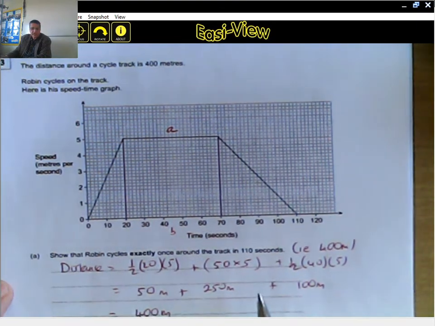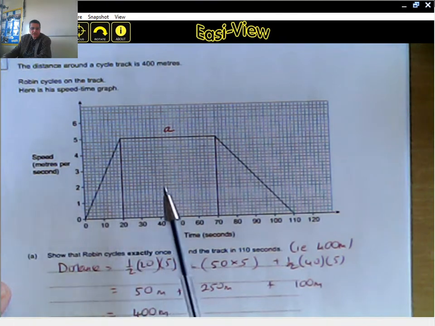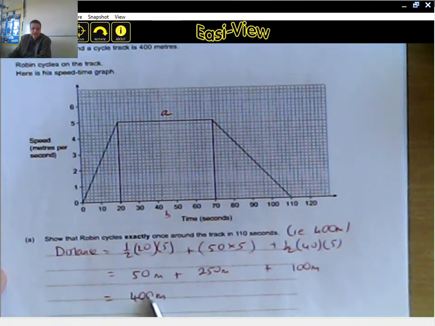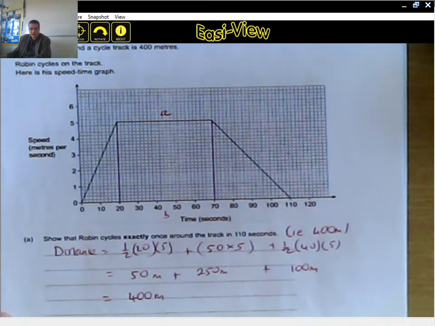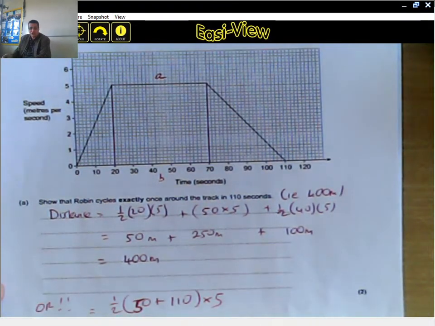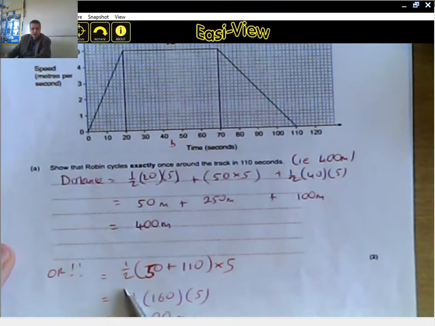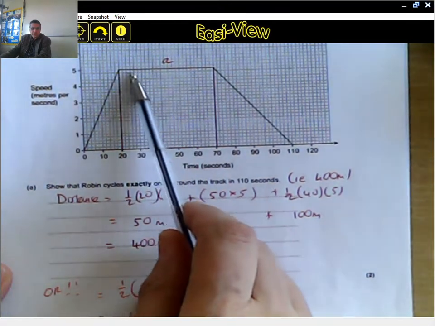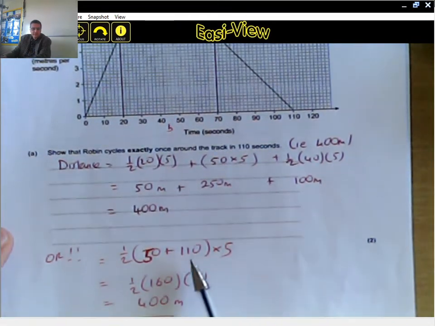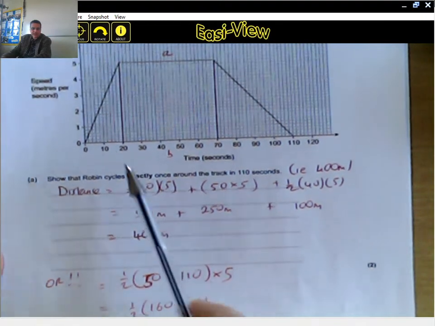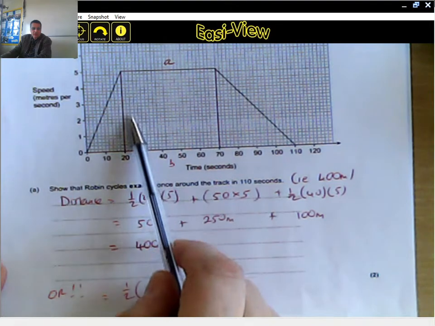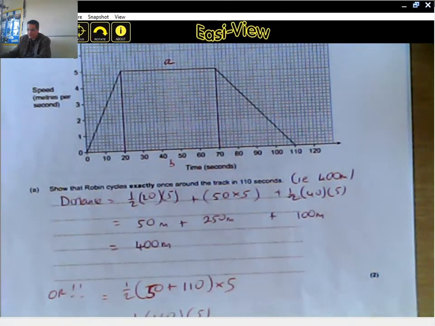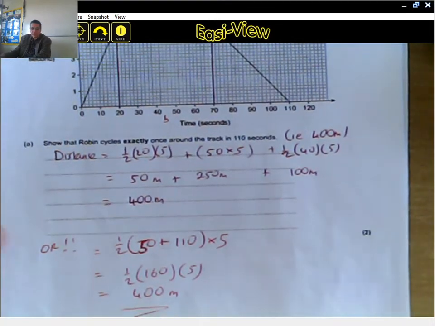So originally when I did this sheet, I did that triangle, that rectangle, that triangle. It came to 400 meters. Well, if I want to use a trapezium, it's only 2 marks. So I'm guessing they want you to use a trapezium. Half A, well that's 50 from 20 to 70, plus 110, which is like the B, and you multiply it by the height of 5 meters per second. Is that alright? That still comes to 400 anyway.